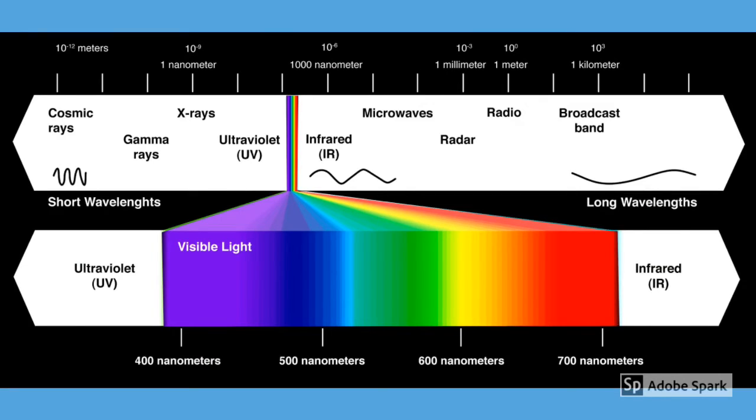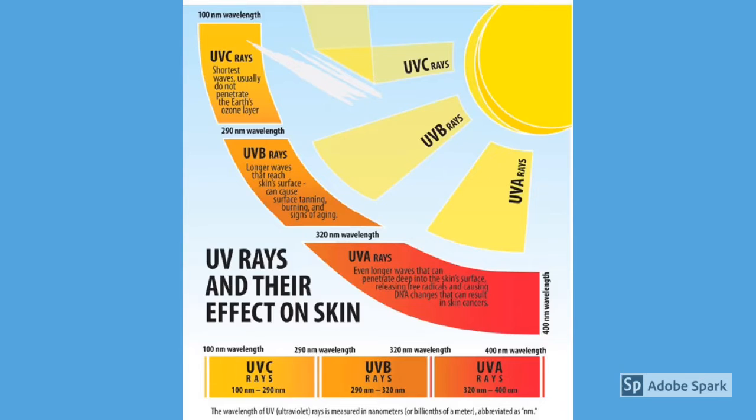Next, I will be discussing ultraviolet radiation, or UV radiation. UV radiation is divided into three main groups. UVA radiation has the least energy among UV rays. UVB rays have slightly more energy than UVA rays. And lastly, UVC rays have more energy than the other types of UV rays.